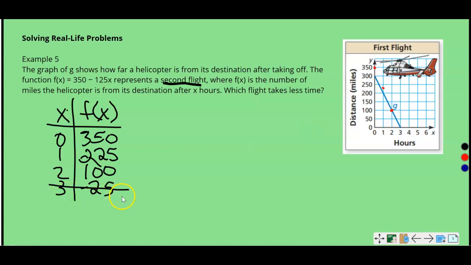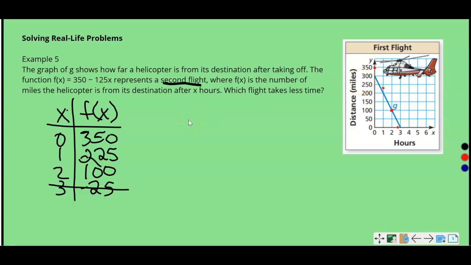And then you can see that it would have finished the number of miles before it got to 3, so probably in here somewhere. So you can see it is going to be a linear equation. All right, and it looks like flight 2 is going to take slightly less time than flight 1.